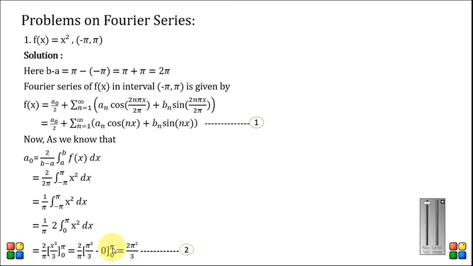Sorry, ignore this limit here. After solving this, 2 pi is there, and then the pi will be cancelled by this pi. That's why the final answer will be 2 pi square by 3. So the value of a naught will be 2 pi square by 3.